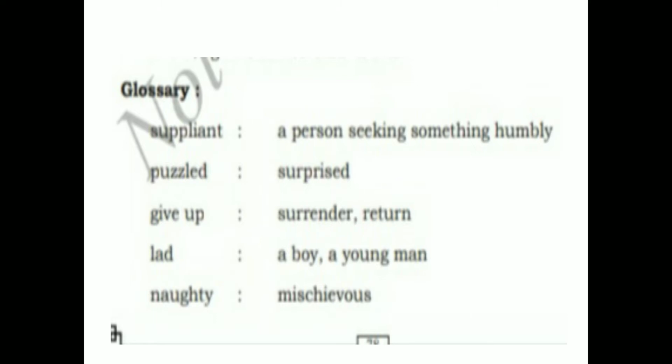In this lesson, it means something surprising, a sudden surprise. Give up means surrender or return. We have to surrender, meaning what we are told, we should not argue. That is give up, surrender, or else return. Anything which we have taken from that person, we have to give back. That is called return.